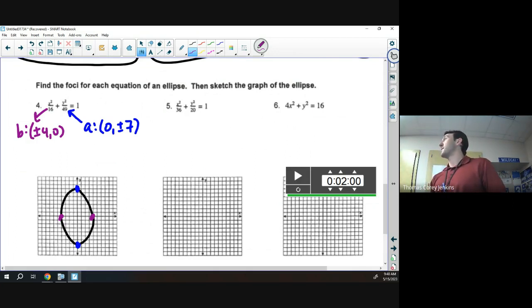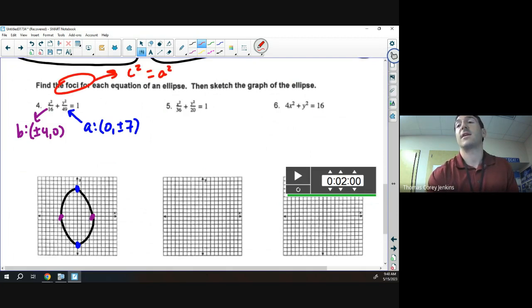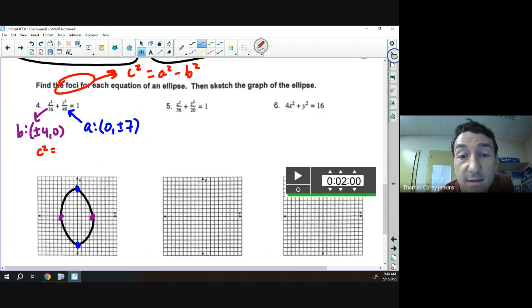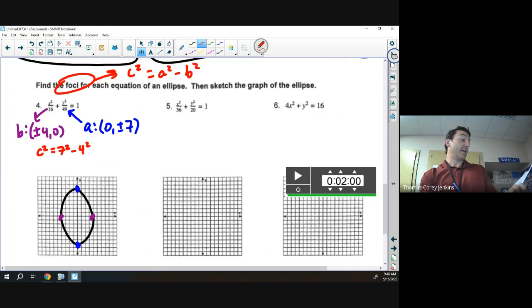But again, it does ask me to find the focus or the foci. So here's how you would do that. That's where we use that c squared equals a squared minus b squared. Okay, so in this case, we would have c squared equals 7 squared minus 4 squared. So that's 49 minus 16 is, let's see, 33.